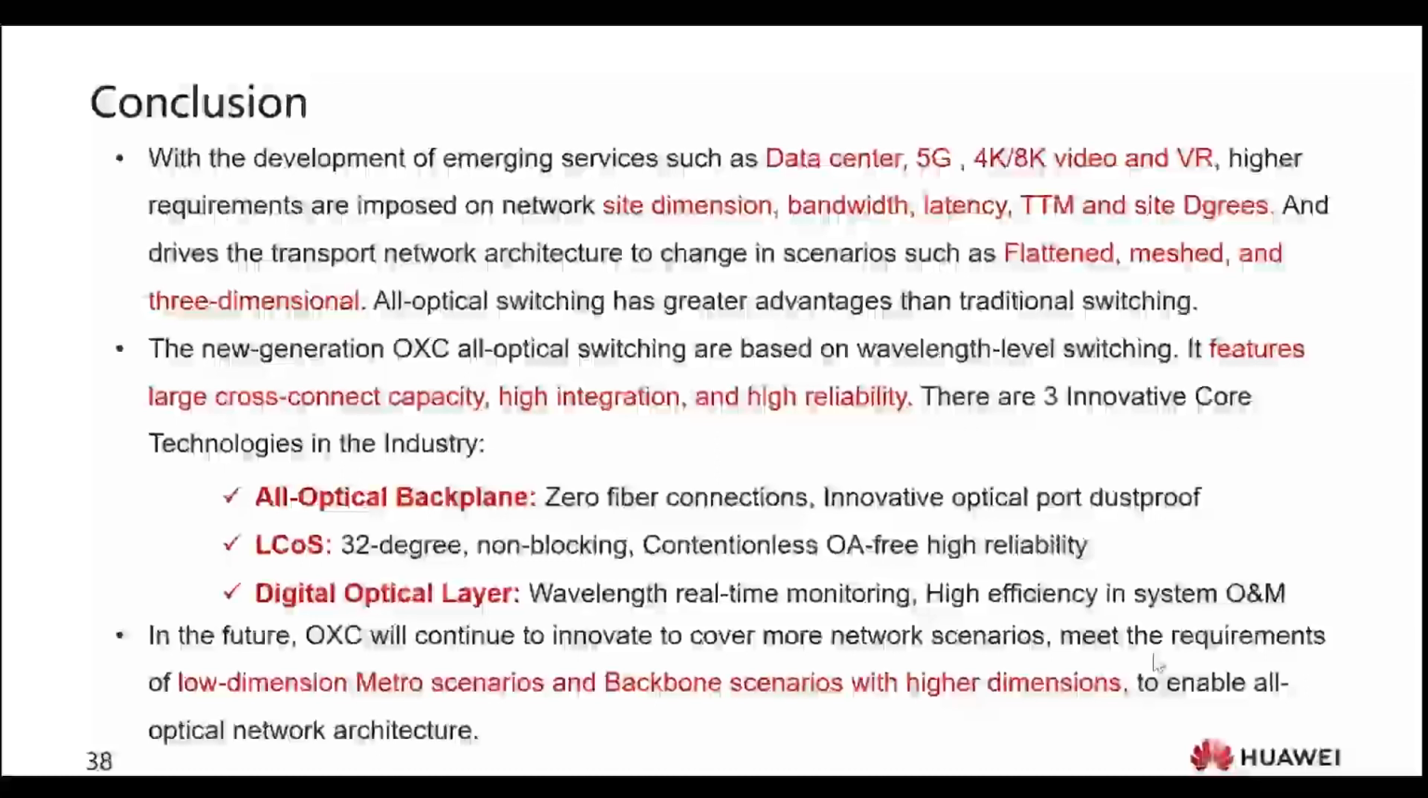So in future, we will also look deeply into the lower metro access scenarios, and also look at optical backbone scenarios with higher dimensions to make our customers' networks stronger.